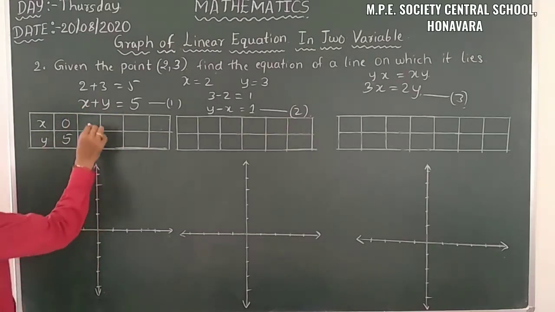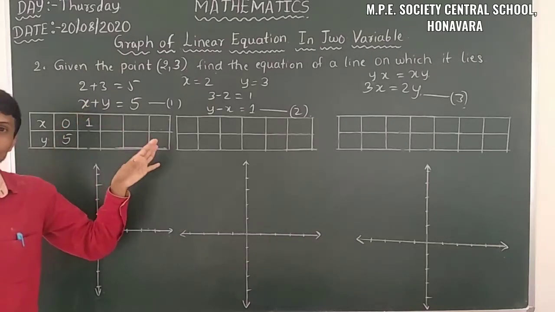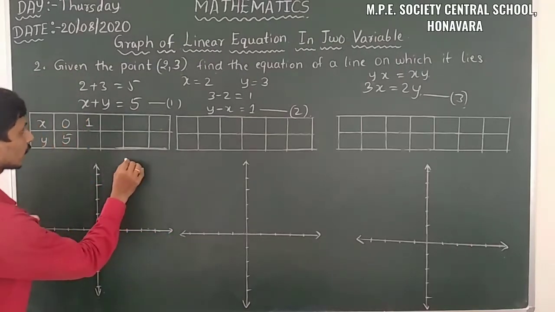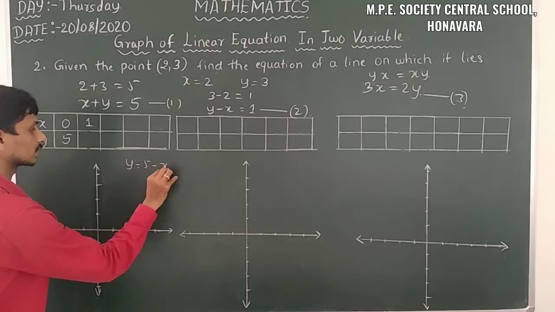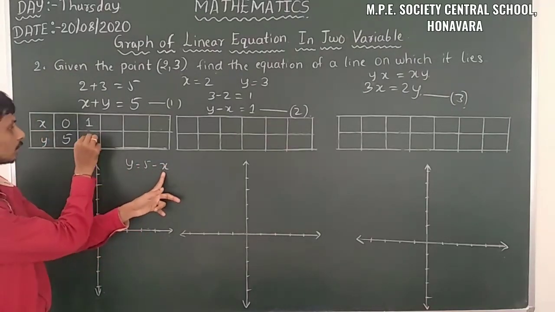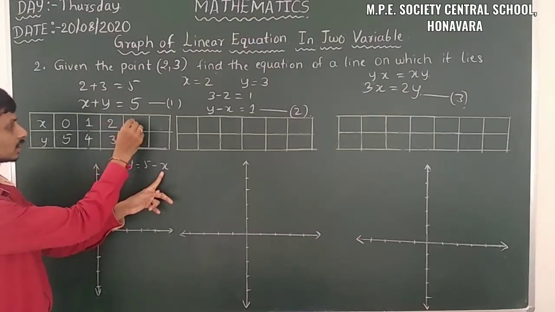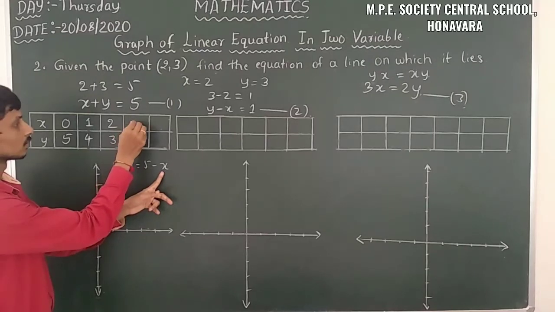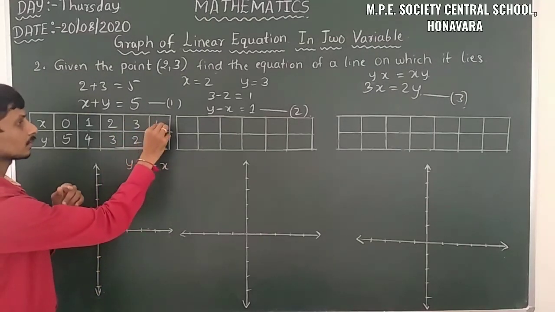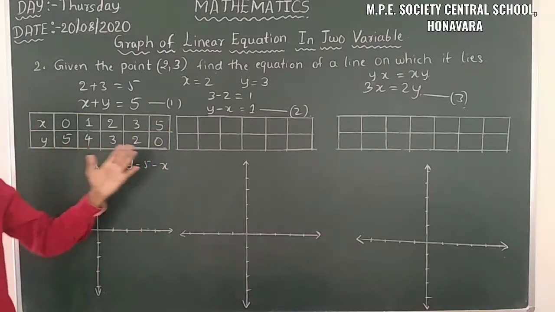When we insert x is equal to 1, we have to simplify for y. So here y is equal to 5 minus x. When we insert the value of 1, we get 4. When we insert 2, we get 3. When we insert 3, we get 2. Then when we insert 5, we get 0. Yes, we got all the values.